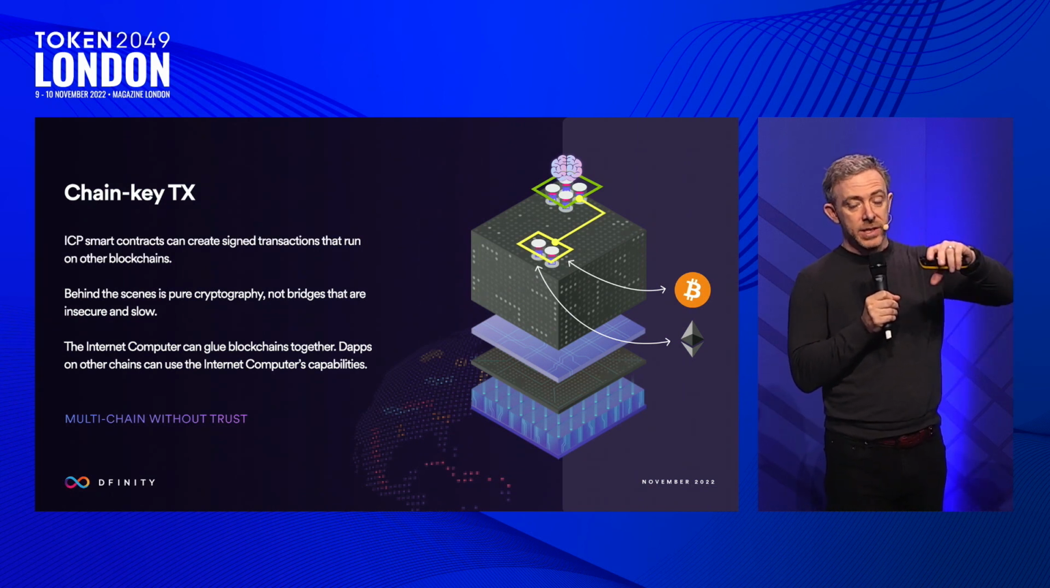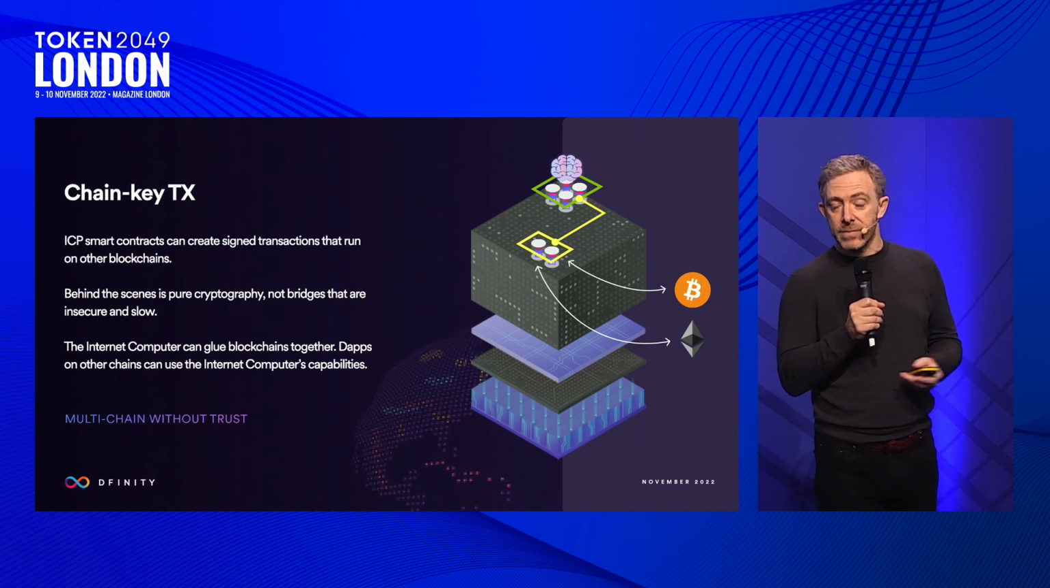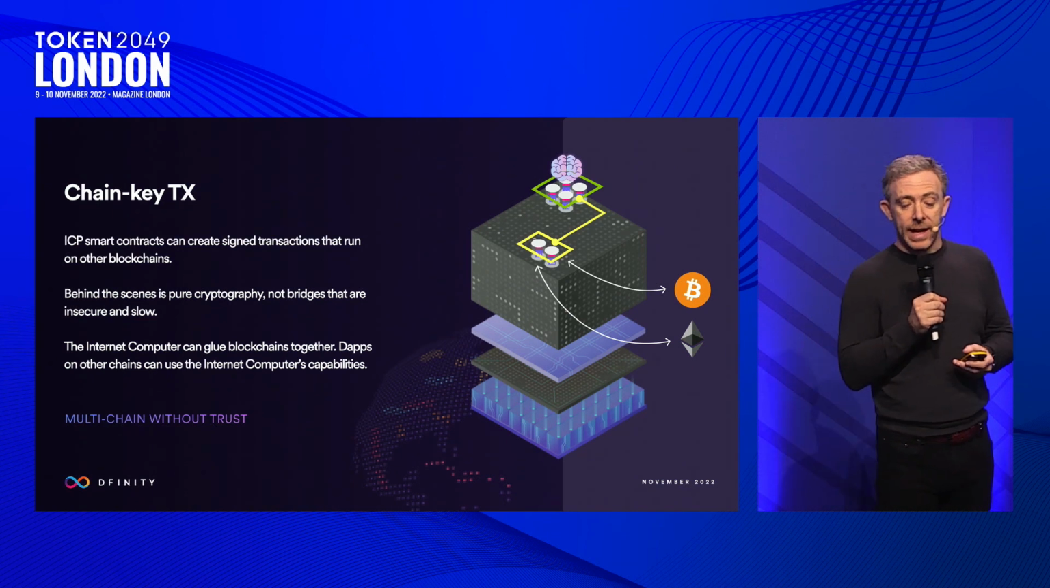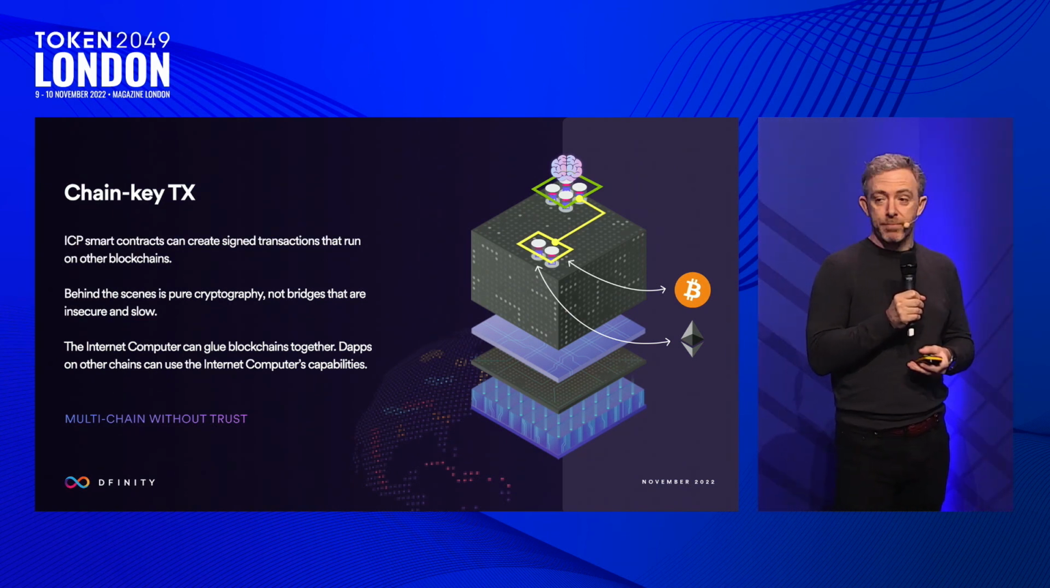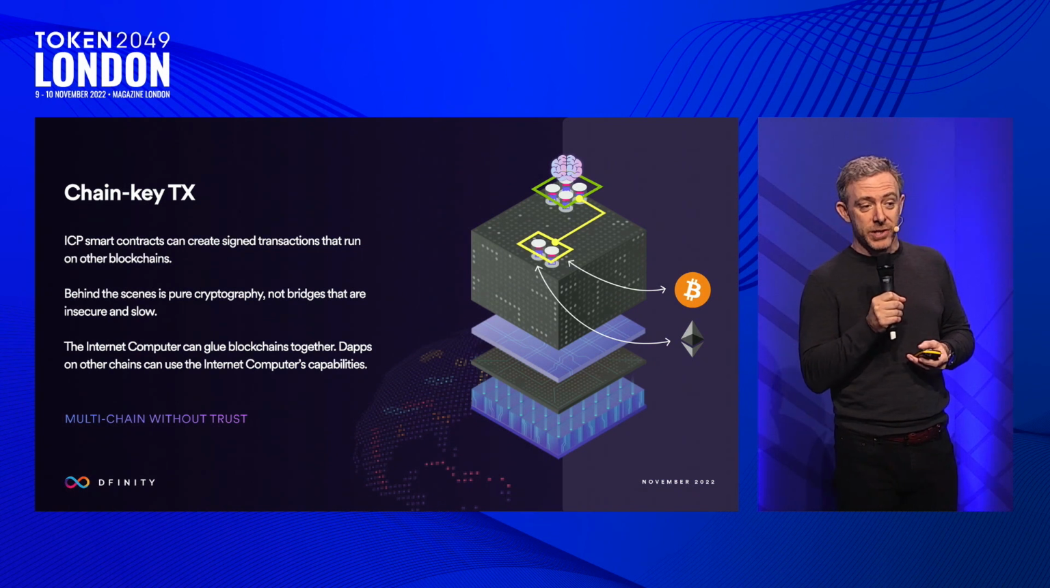You can create smart contracts that process Bitcoin, create Bitcoin addresses, send and receive Bitcoin, do the same for crypto assets on ETH. And there's no bridge involved, just pure cryptography. No trust, no centralization, no bridge that can get hacked, which is a big deal. Don't forget, bridges have been hacked for almost $2 billion this year.